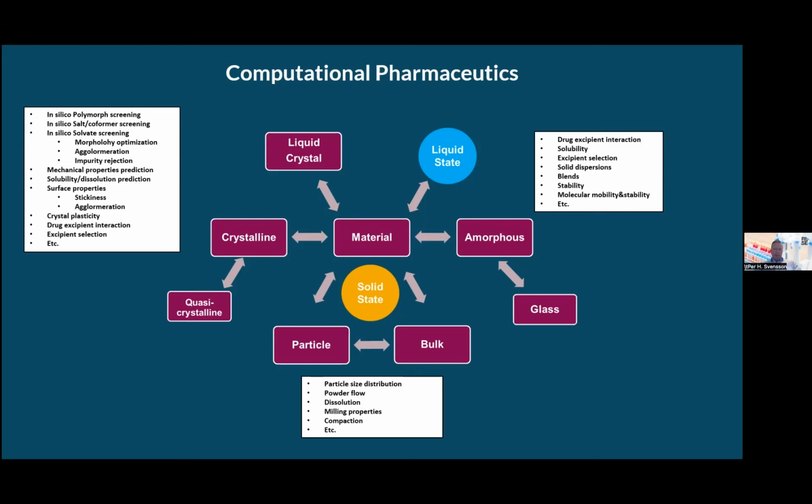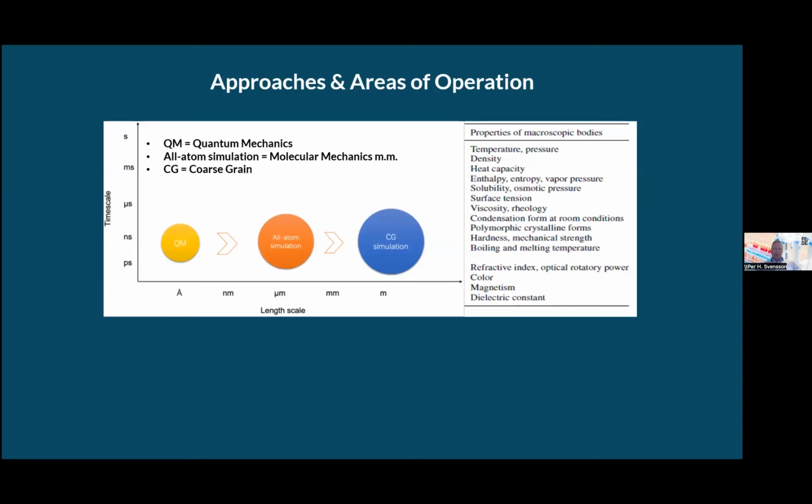And I have selected some examples from these areas to illustrate computational pharmaceutics in practice. But before going into practical examples, I would like to have a brief overview of the computational support available, which utilizes various levels of theory, ranging from quantum mechanics and molecular mechanics to coarse-grained models, along with some statistical and mathematical models. These methods cover a very wide range, both in time and length scale, and as a result, also a wide range of properties, as can be seen on the right-hand side of the slide.